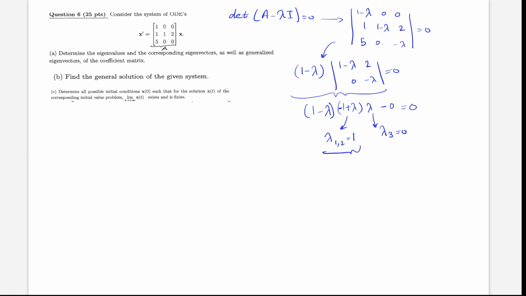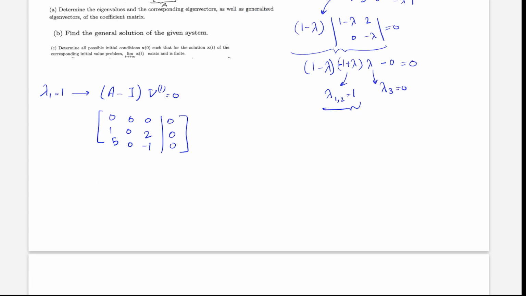Okay, for eigenvalue 1, we want to find A minus 1 times I, times v1 equal to 0. So A minus I, what will it be? It will be 0, 0, 0, 1, 0, 2, 5, 0, minus 1, 0, 0, 0.